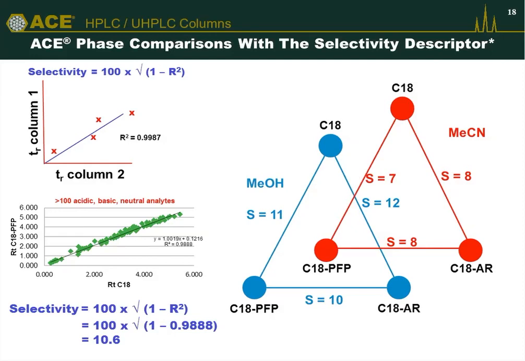So why is this important? Why am I showing these values? Well, what these values give you an indication of is the selectivity space you're exploring. The higher the values, the greater the selectivity space you're exploring.